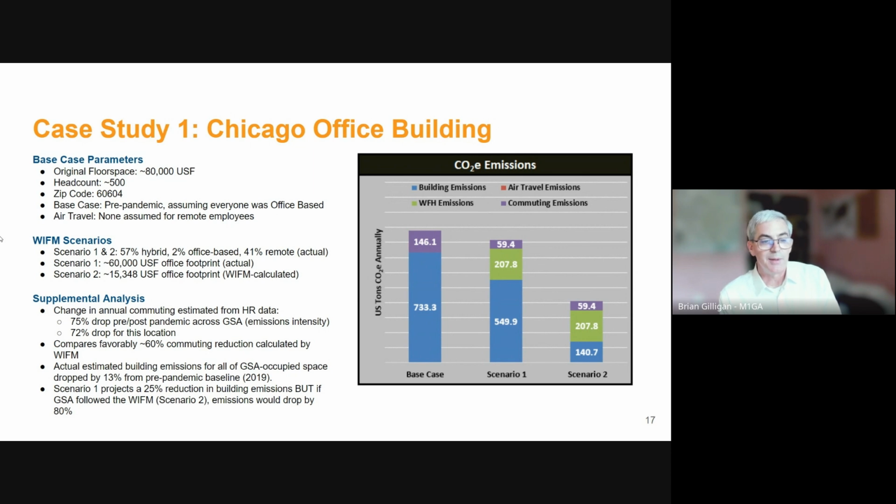Actual estimated building emissions for GSA occupied space only dropped about 13% from pre-pandemic. And if we are actually in scenario 1 where we maintain most of the space, we didn't give up any space, there was a 25% reduction in building emissions. But if we had followed scenario 2, the emissions would have dropped by 80%.